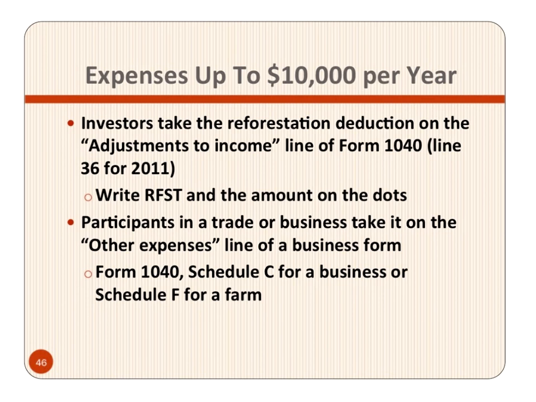Investors take the reforestation deduction on the adjustments to income line on Form 1040. That's line 36 for 2011 it was. I forgot to update this slide. What you do though is you write RFST for reforest on the dot. So you can't do this on a fillable form, you have to write it with a pen. Occupants or participants in a trade or business take it on the other expenses line on the business form that they use. If it's a regular business, it's Form 1040 Schedule C. If it's for a farm business, it's Form 1040 Schedule F.